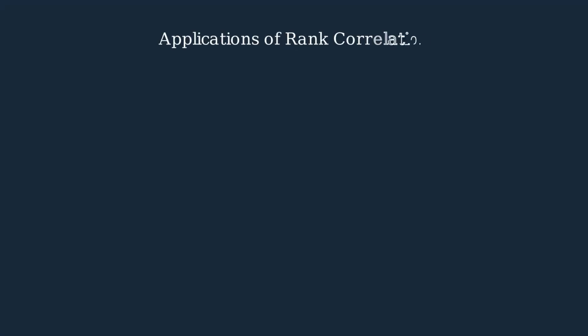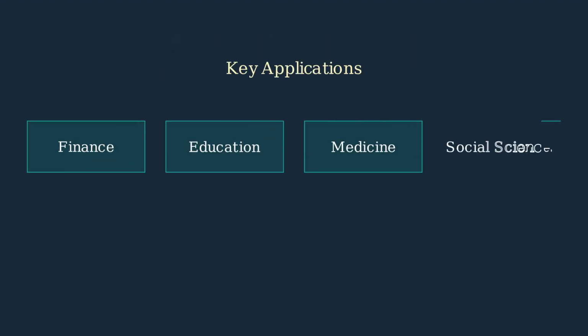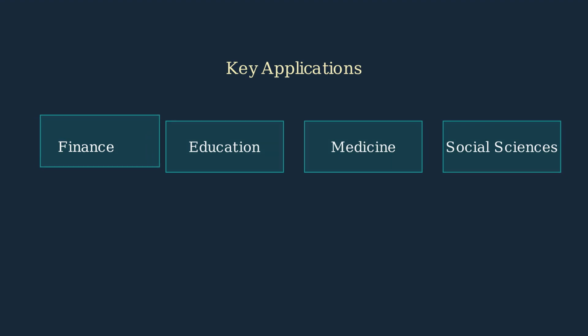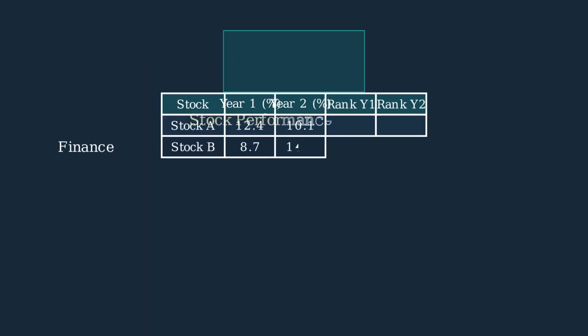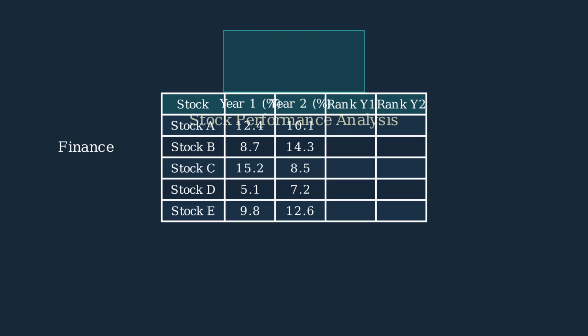Rank correlation has numerous real-world applications across various fields. We'll explore 4 key fields where rank correlation methods are widely applied. In finance, rank correlation helps analyze relationships between stock performances over different time periods.